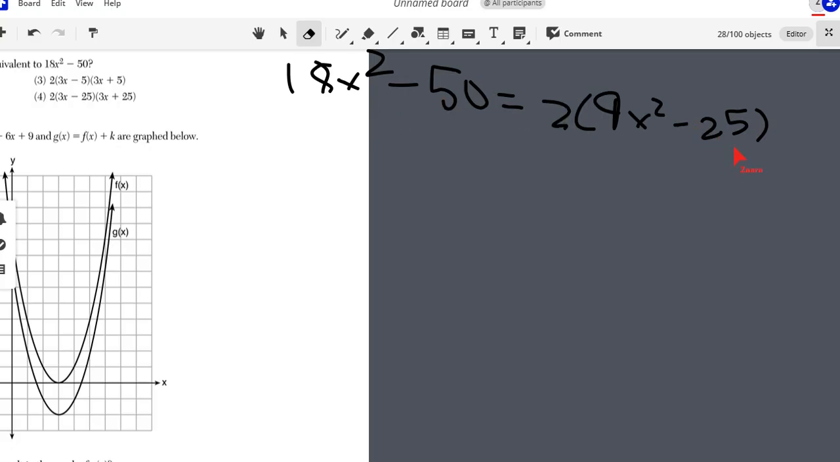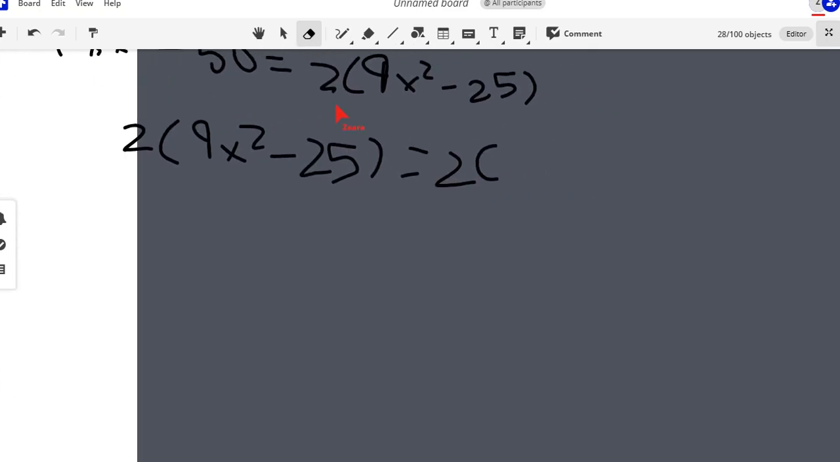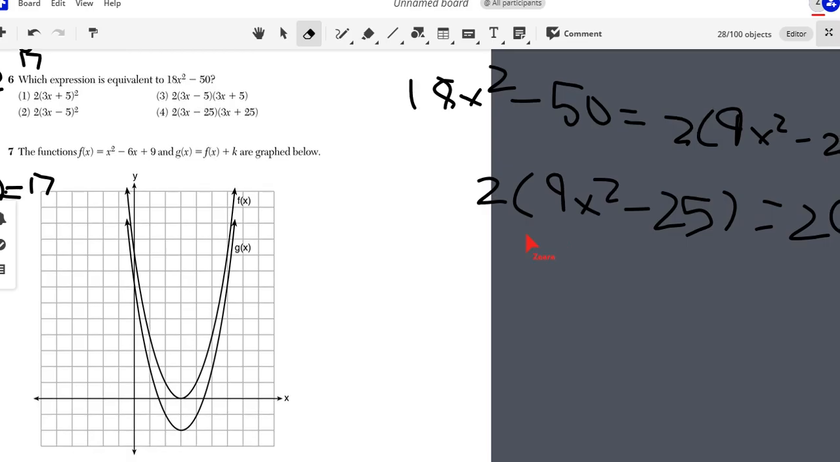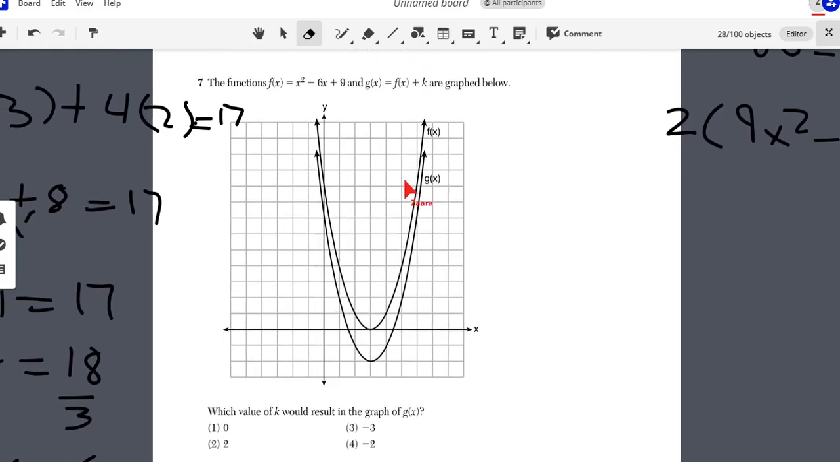Then the final equation that I got was 2 times 9x squared minus 25 equals 2. So basically, I factorized this and got 3x minus 5 and then 3x plus 5. Okay, excellent. Then which option was the right answer? The option was number 3, which is C. Okay, excellent.